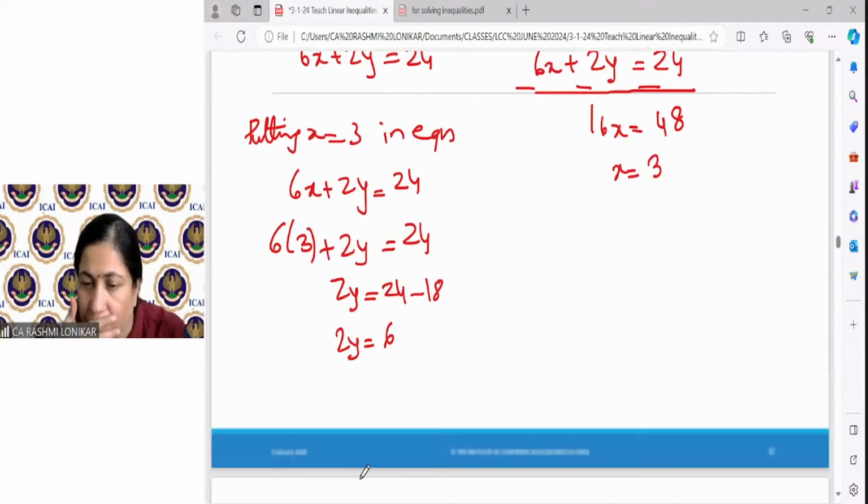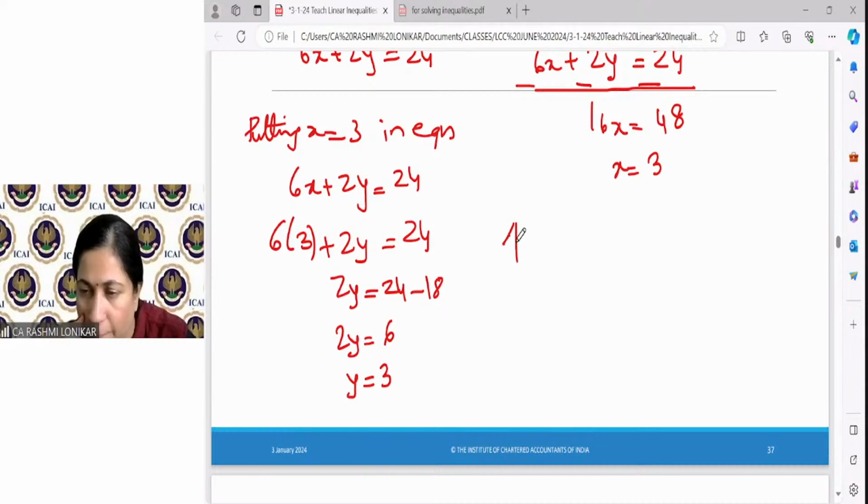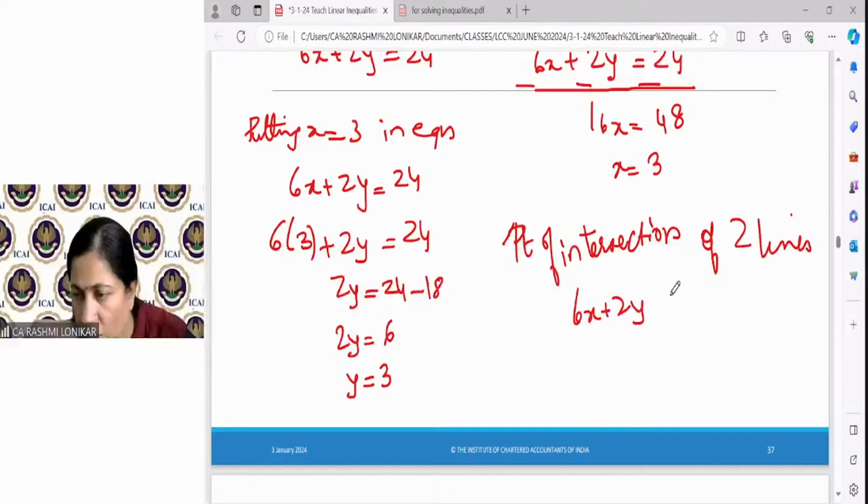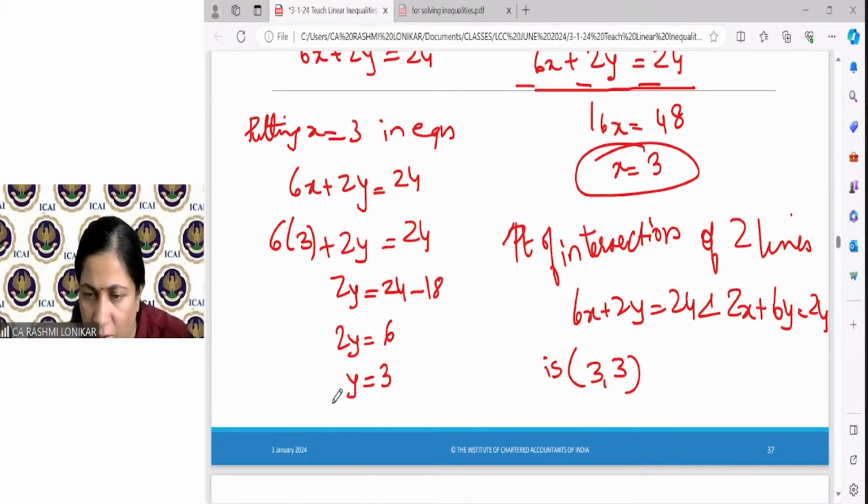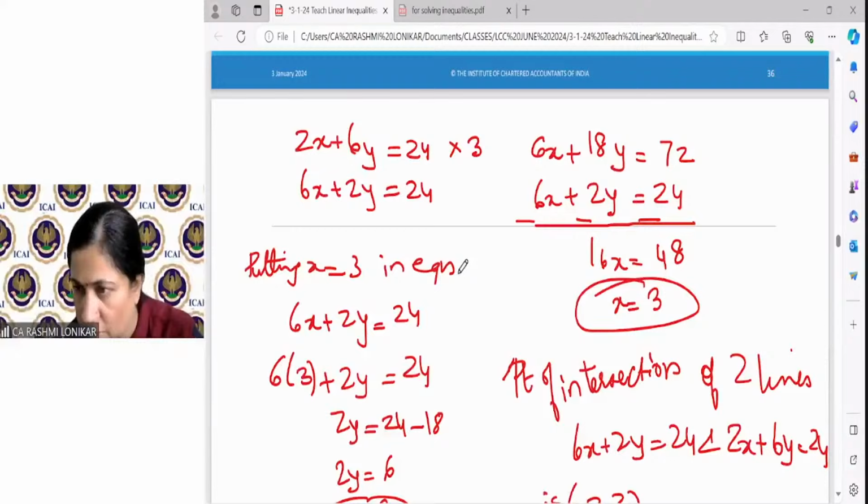So what is the point of intersection of two lines 6x plus 2y is equal to 24 and 2x plus 6y is equal to 24? It is 3, 3. Because what is the value of x? 3. What is the value of y? 3. So 3, 3. Okay. Now I draw the graph. Oh, there is no place.